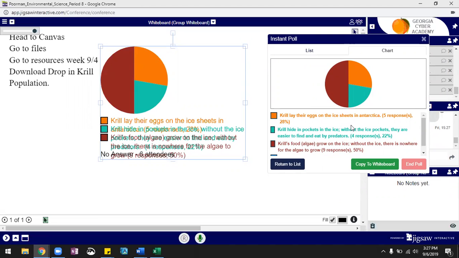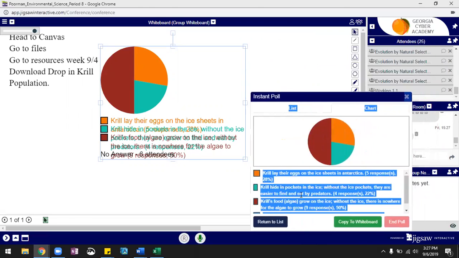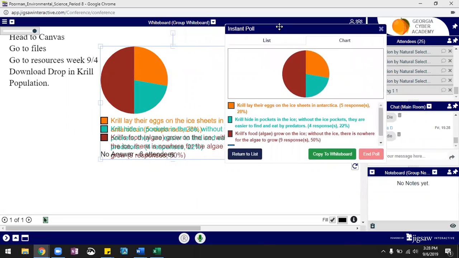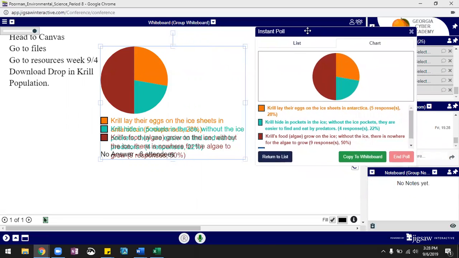If you had an egg and it was sitting on ice, what's going to happen to it? Well, it'll probably freeze, and the organisms living in it would die. Yeah. Do krill hide in pockets in the ice?